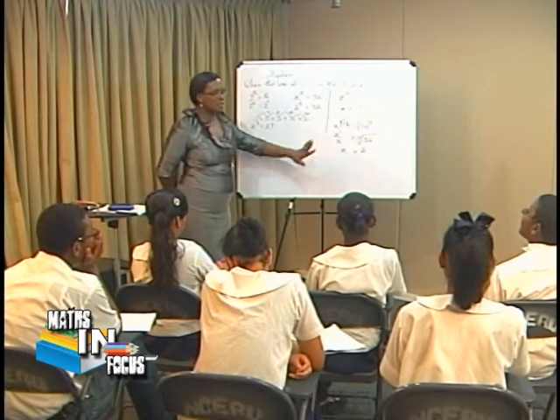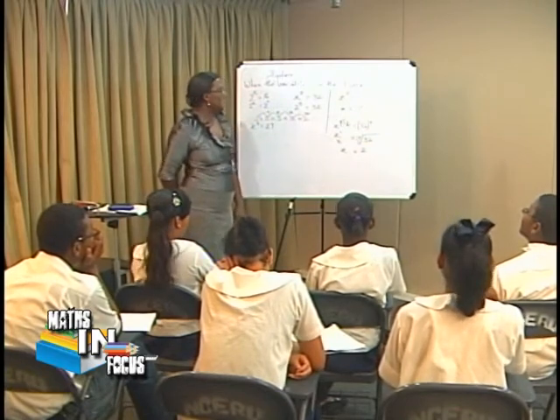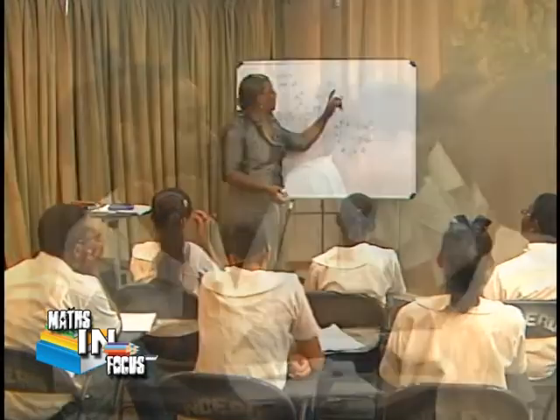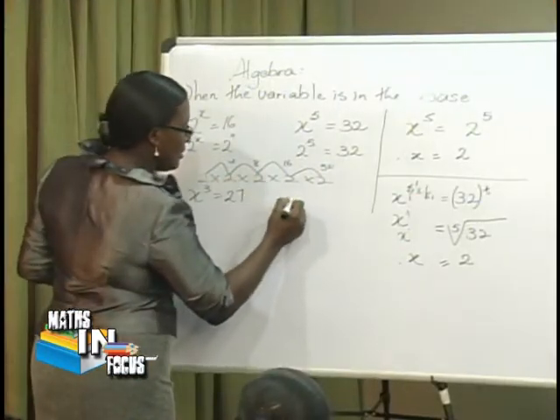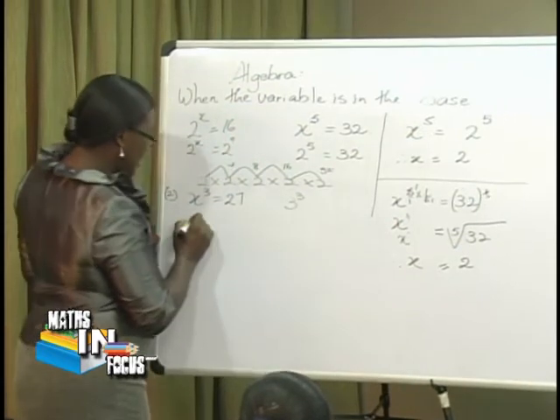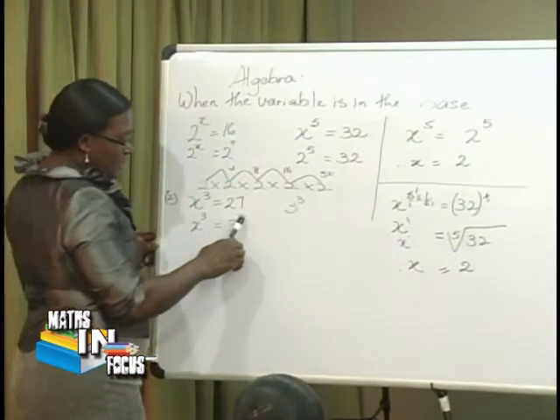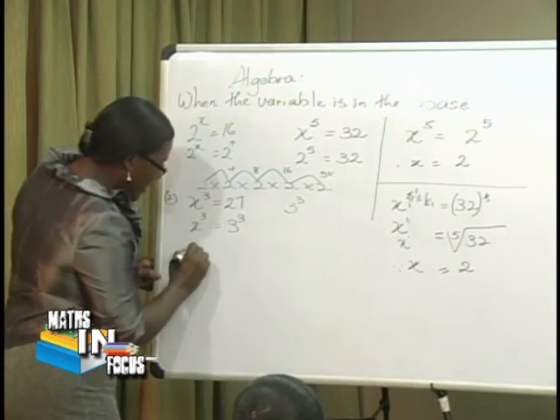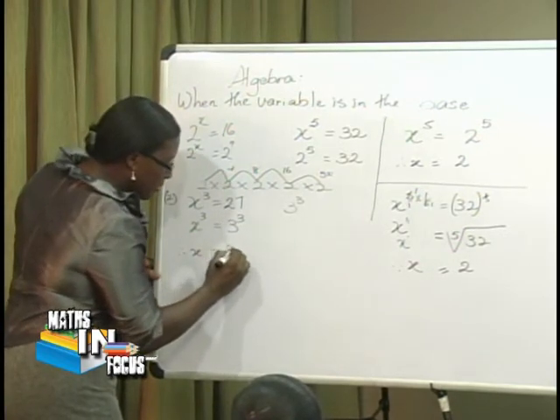Which one of the approaches did you take? The second one. So you tried to equate the powers. Okay, so when you rewrote 27, what did you get? 3 to the third power. So x to the third is equal to 3 to the third. And now that the powers are the same, we equate the base. Therefore, x is equal to 3.